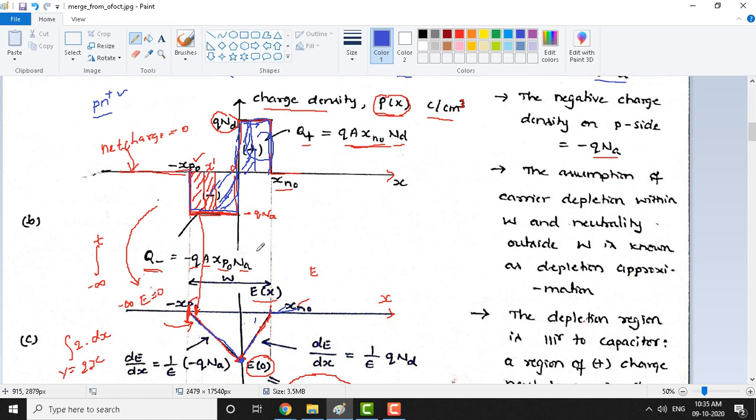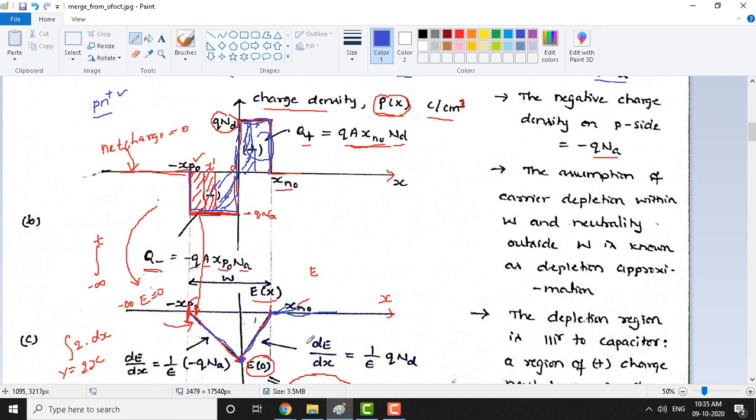As you move to the n side, the linear function keeps decreasing, and when you are at the xn naught region, the function becomes 0, therefore there is no electric field here. So the electric field is a reverse triangle, and this area can be calculated as half into base into height. Height is E of 0, base is W, so half into W into E of 0 gives you the area of this inverse triangle.